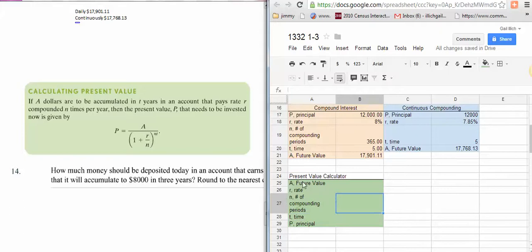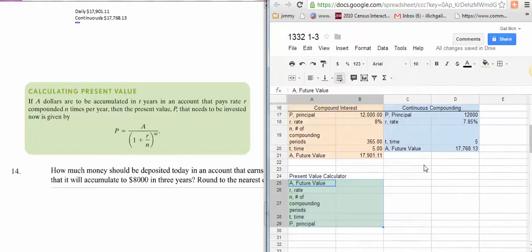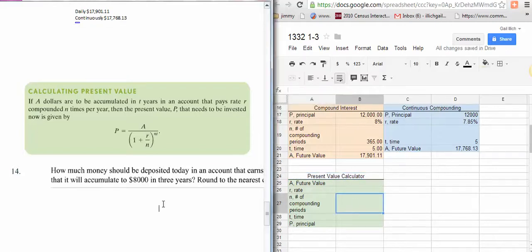This is kind of dark. Maybe I'll try a lighter green. Here's a little paler green. Yeah, because I like to see the lines. Okay, so there's all the things that I need to make my present value calculator. Remember, I can center this if I want. Okay, so I've got my little calculator going, and let's read the problem.